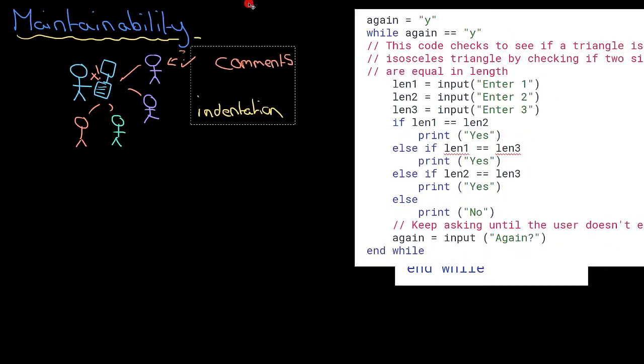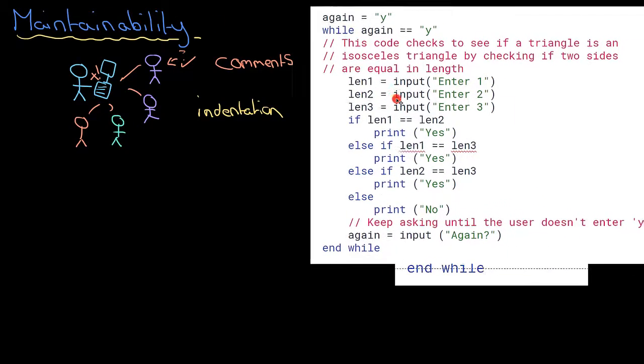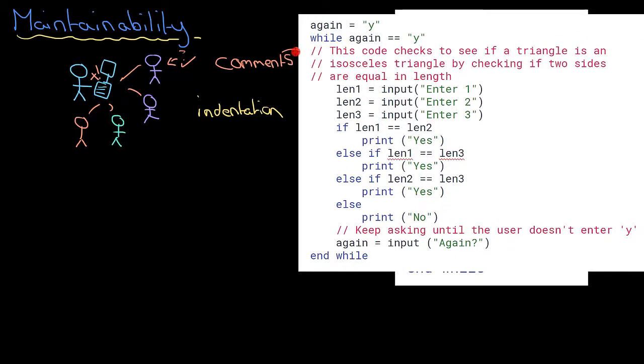Let me show you what some code looks like with comments and indentation, and we can see immediately it's much easier to read. So have a look here, comments here. This line here has got some comments in it, doesn't it? So this code checks to see if a triangle is an isosceles triangle by checking if two sides are equal in length. Immediately you know what that code does.